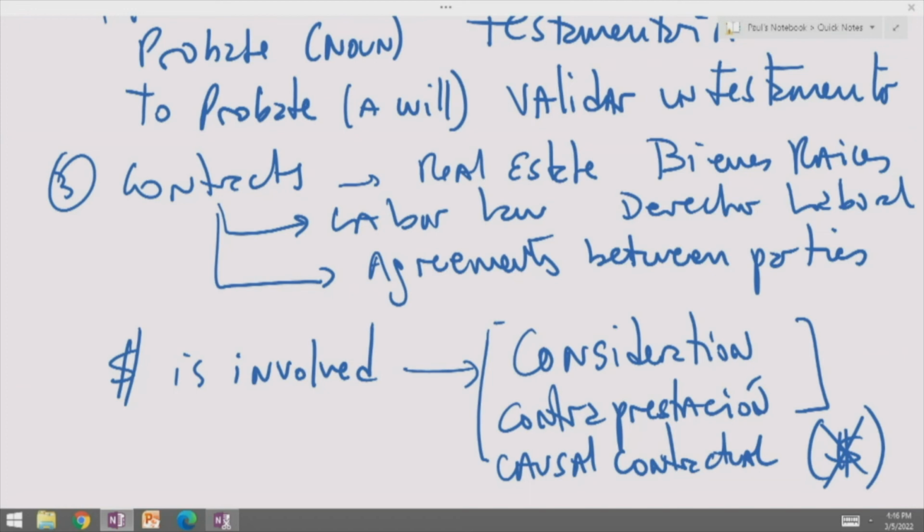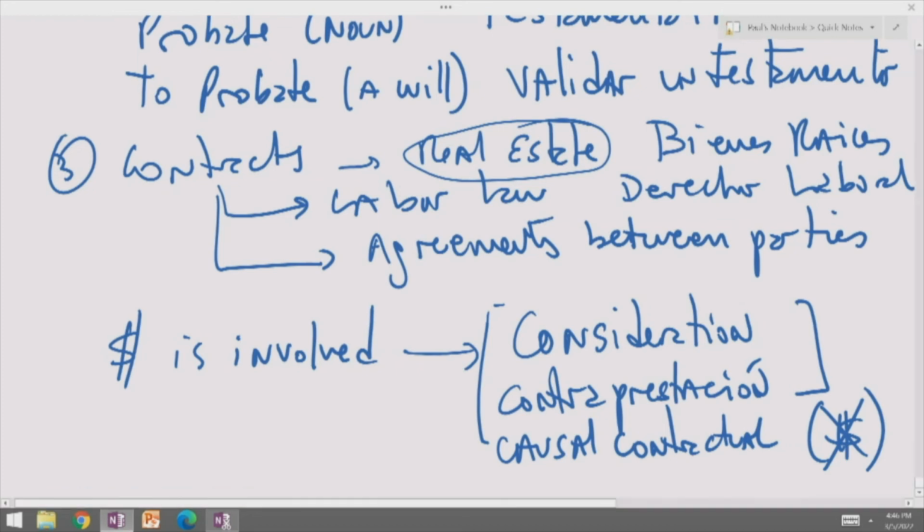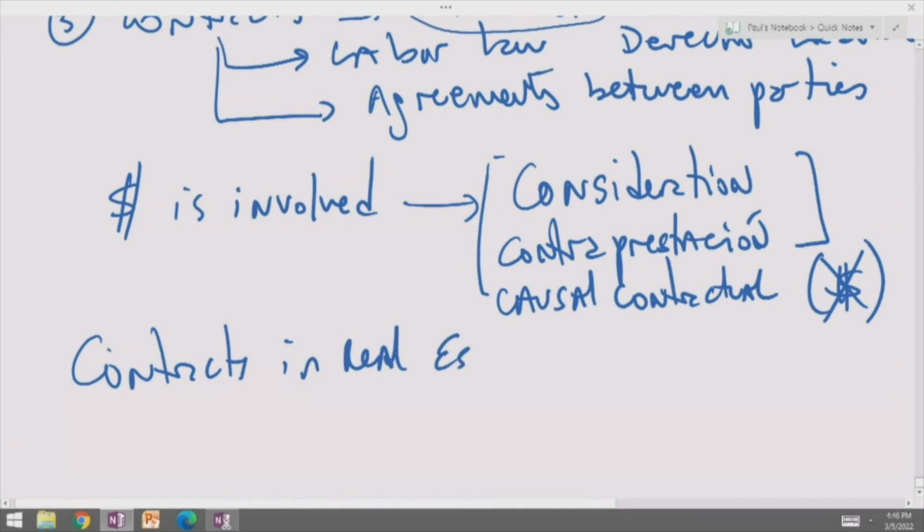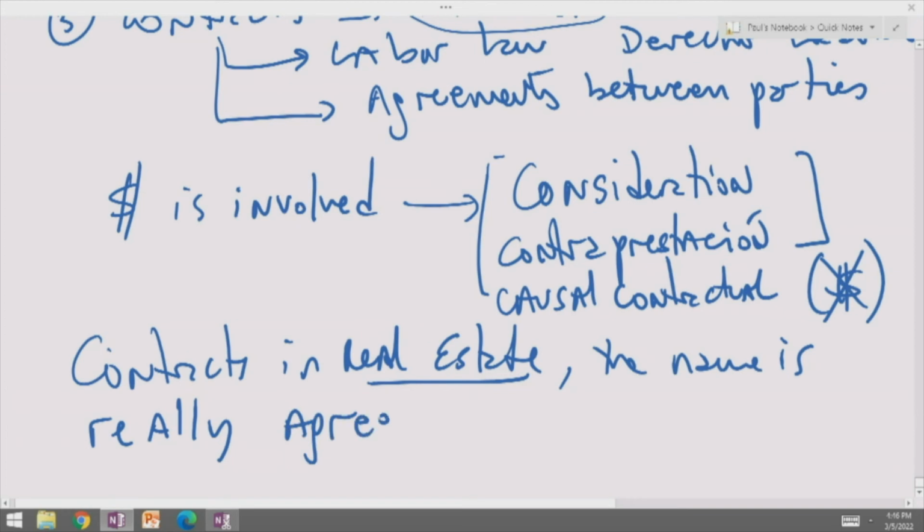Okay? So this one is particularly important for us, for state exam purposes, because they love to put civil terms associated with the rental of something. So when we talk about real estate, the first thing we want to remember, when you talk about contracts in real estate, the name is really agreement. So if you go and rent a property, it doesn't say contract. It's gonna say rental agreement, for example. If you go and buy something that is a property, it's gonna be agreement all the time.